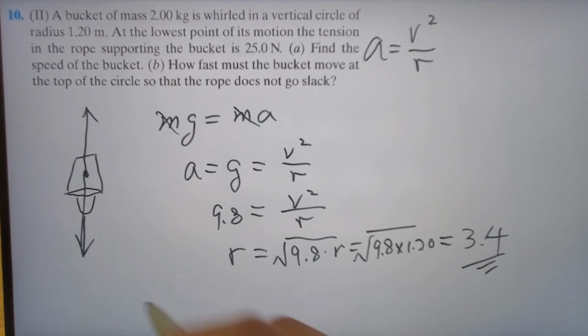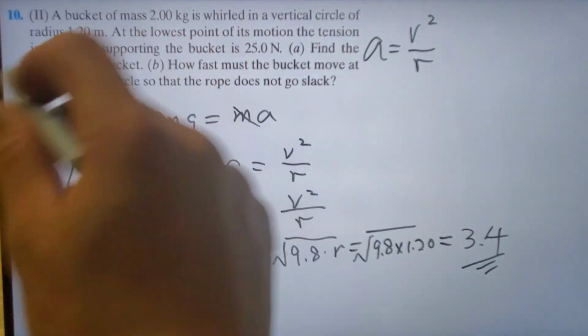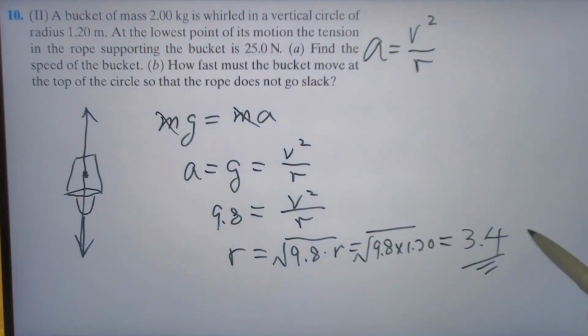Less than this velocity, the bucket will not go all the way to the top and go around. It will just swing back and forth. Once again, the lucky number for this one is 0.